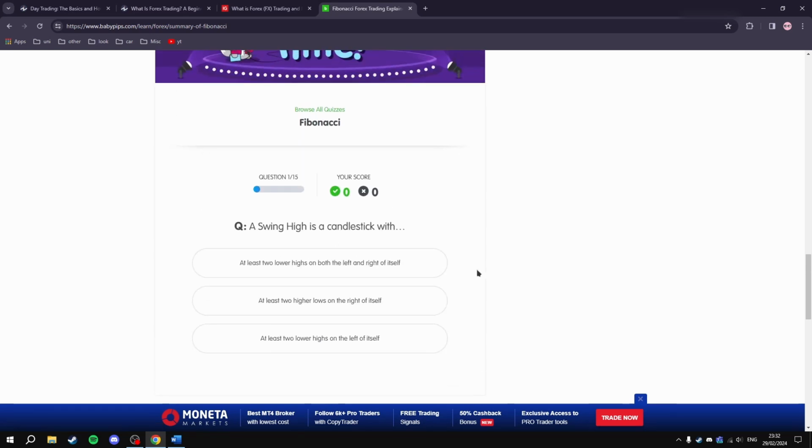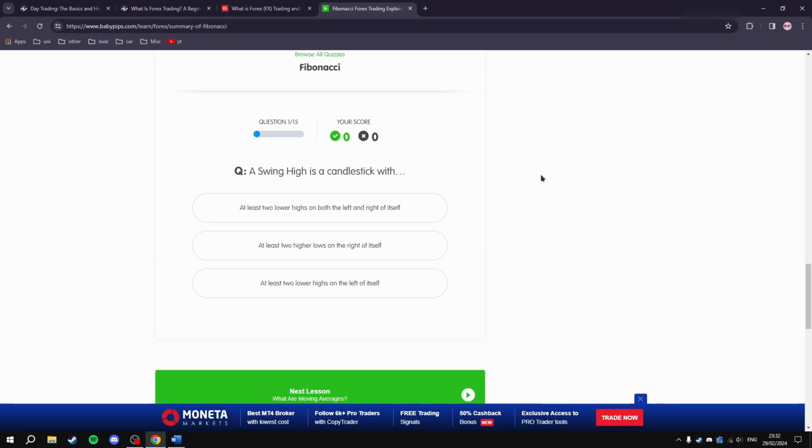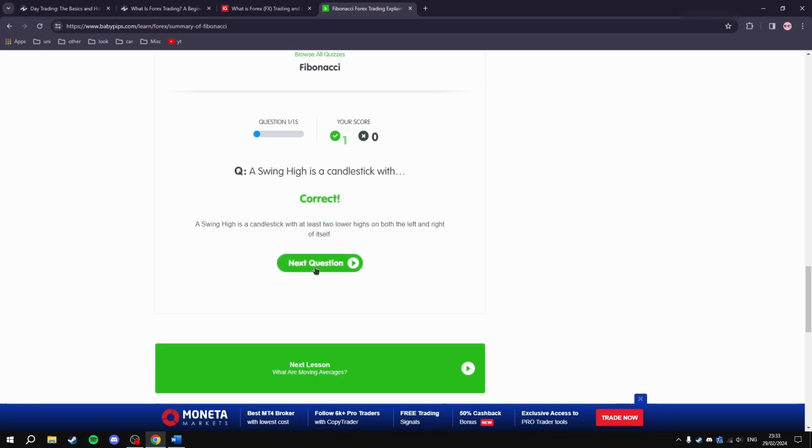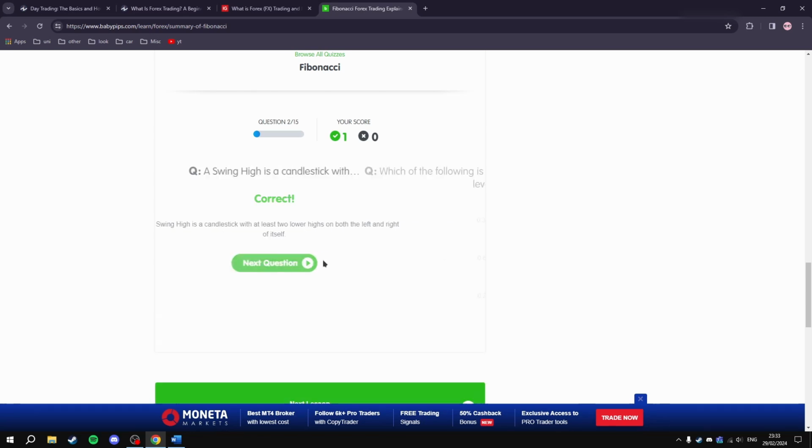Start quiz. A swing high is a candlestick with at least 2 lower highs on both left and right. It's definitely not the one with higher lows. It's got to be both left and right, yep. A swing high is a candlestick with at least 2 lower highs on both the left and right of itself.